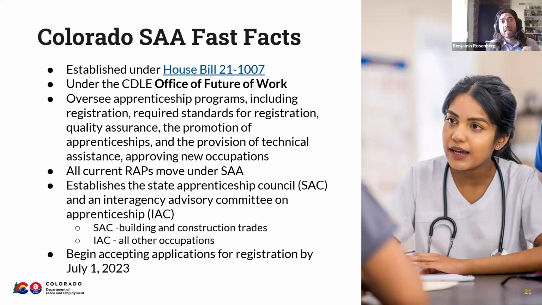So we now have Colorado's SAA, which is called Apprenticeship Colorado, and that agency is responsible for registering all apprenticeship programs in the state, doing quality assurance of those programs, doing some promotion of apprenticeships, and ultimately providing technical assistance to all registered apprenticeship programs or people who are trying to register an apprenticeship program. They are ultimately a regulatory body for all things apprenticeship in the state of Colorado.